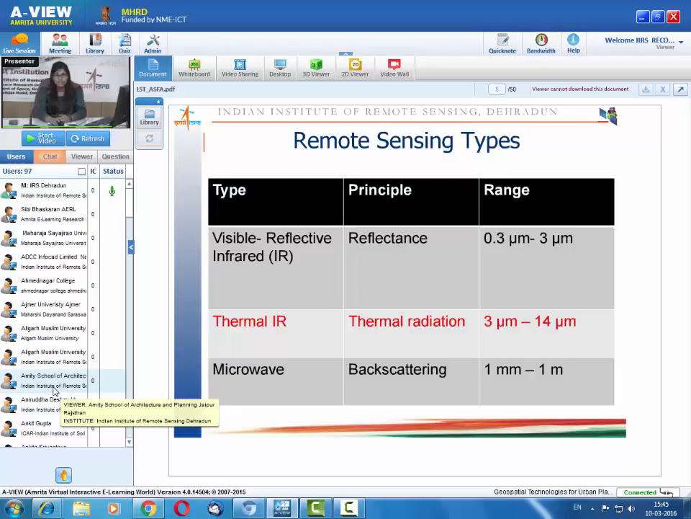So today we are focusing on thermal infrared and hence understanding thermal remote sensing for estimation of land surface temperature. So land surface temperature is a product which can be derived through a tool called remote sensing, through various algorithms which we will discuss, and the principle behind it will be thermal remote sensing.